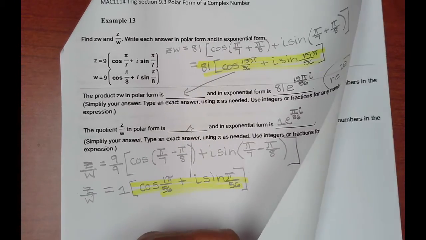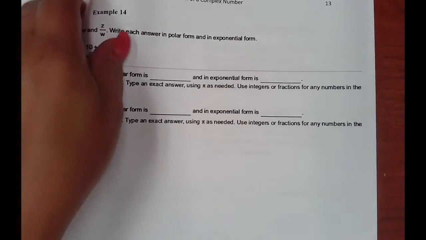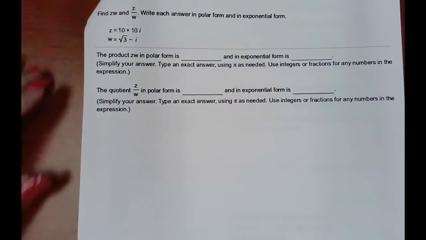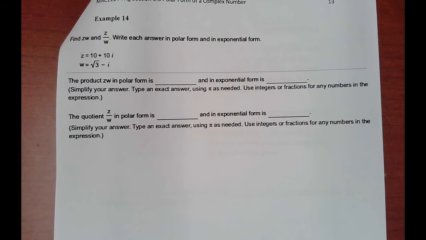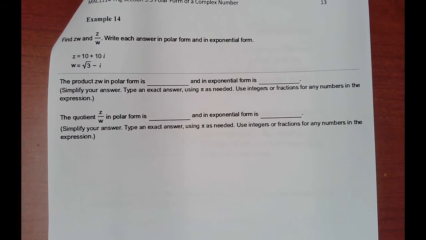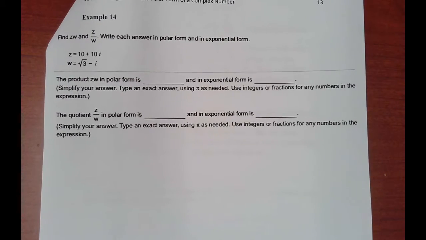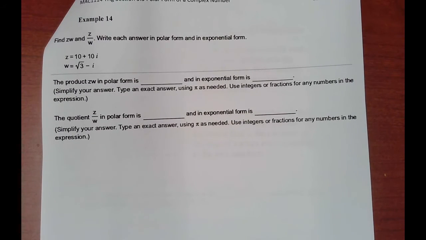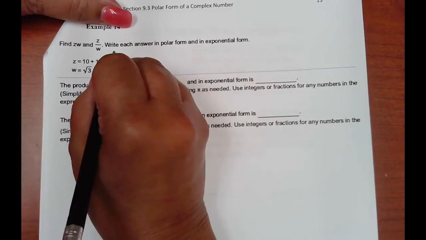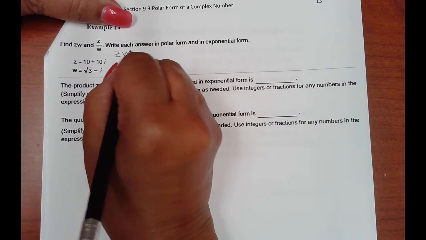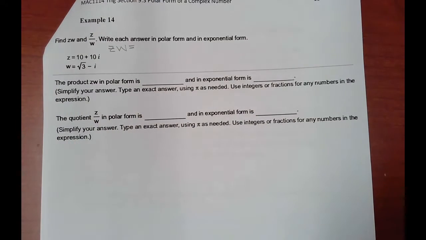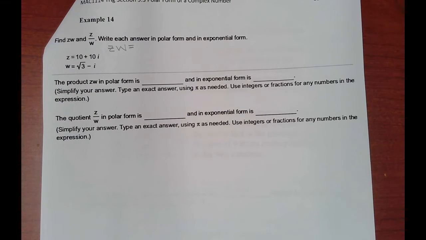Okay, last problem, finally, is another product and quotient. I think there's some negatives going on here though, so maybe a little bit more complicated, not much. Okay, so here we go. We're going to find the product. So it's Z times W. And when we do Z times W, let's see what this is. Write each one in polar and exponential form.